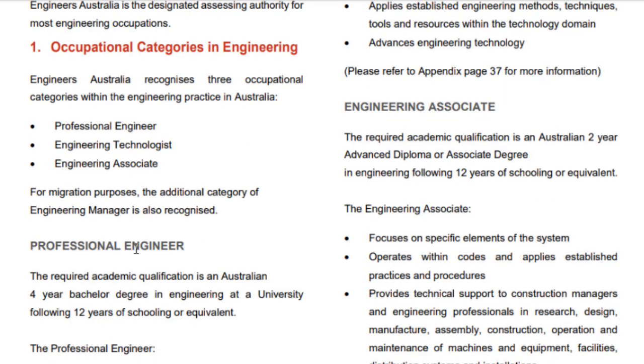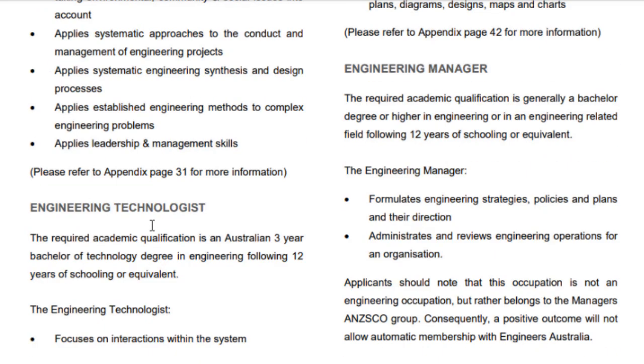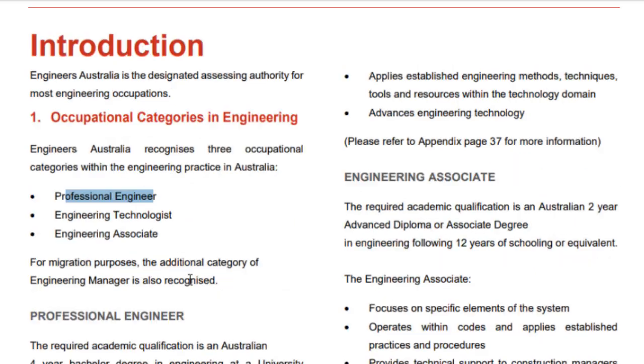So if you have a 4-year degree, then you come under professional engineer. And engineering technologist, that means if you have a 3-year bachelor's degree after 12th exam. And engineering associate is just a 2-year advanced diploma. So if you have done a diploma, then you will be treated as engineering associate.